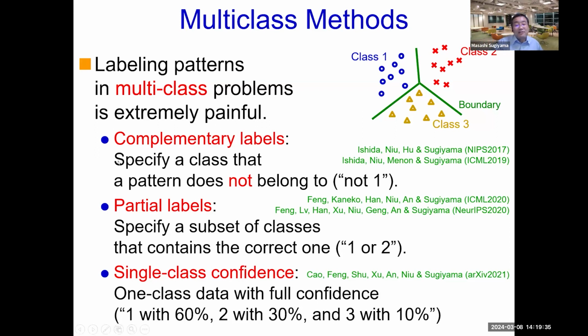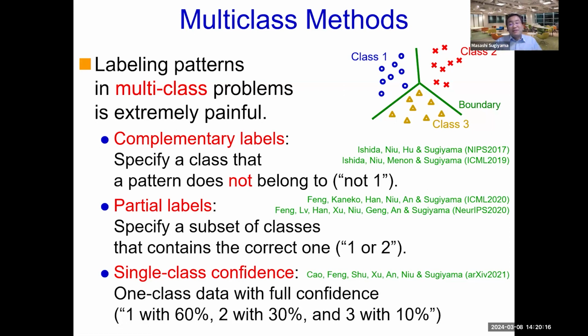Here we consider a special label, called a complementary label. A standard label specifies a class that a pattern belongs to, like this pattern belongs to class 1, or this pattern belongs to class 3, or this image contains a dog. But complementary labels are the opposite version of that. It specifies a class that a pattern does not belong to, like this sample does not belong to class 1, or this image does not contain a cat. So it's a not label.